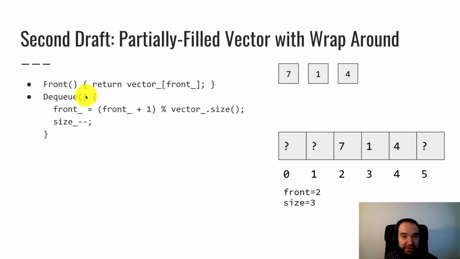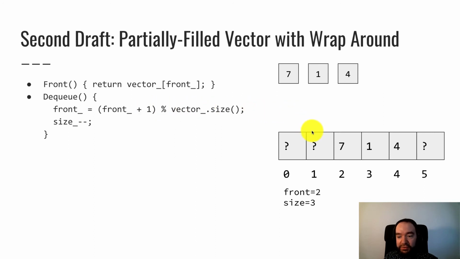DQ is a little bit different now. So earlier we just said front plus plus, size minus minus. What we're going to do now is say we're going to increase front by 1. We're increasing an index, so we do the mod vector size thing. So front equals front plus 1 modulo vector dot size.